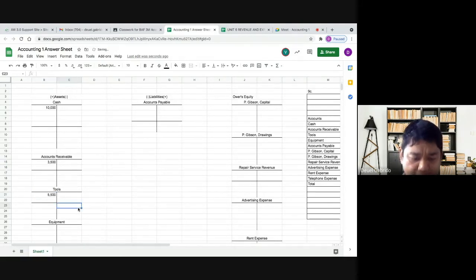Okay, and then after tools, we have equipment, 25,500. 25,500, as easy as that. We also have to put accounts payable, 2,200. Credit, guys, because it's a liability, beginning balance, okay?